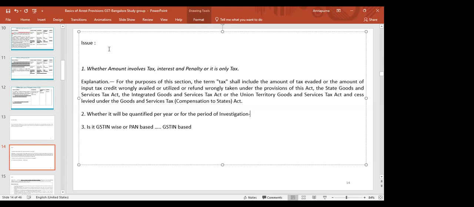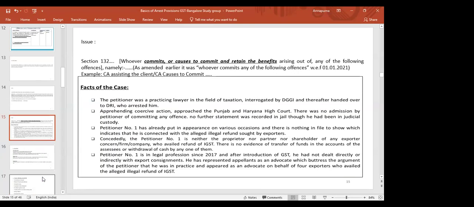Okay, sir. Then I think they will fall in that. Okay, sir. Got it, sir. Because 132.1 starting it says whoever commits, whoever according to me can include a person PAN based across the country. Yeah, because we'll just try to read this 132 in detail.